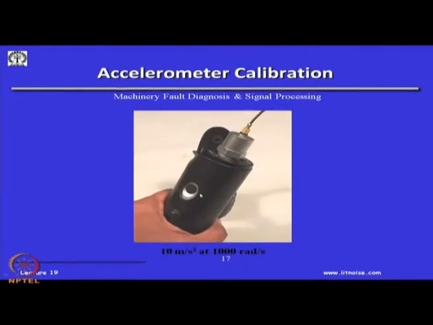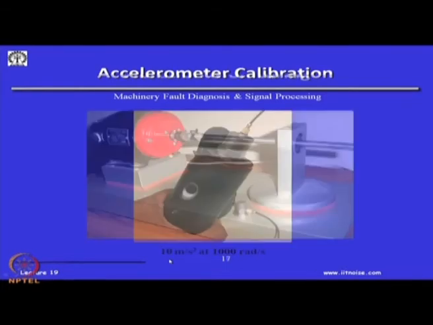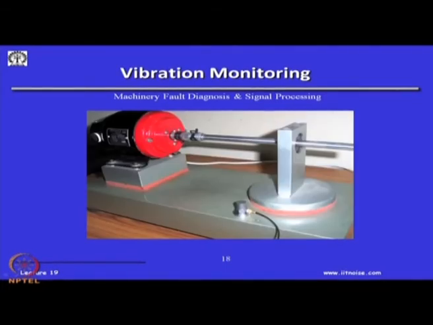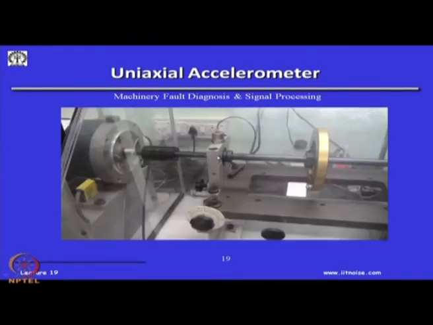And then accelerometers always need to be calibrated. So, this is the handheld calibrator, wherein you can give a known level of 10 meters per second square at 1000 radians per second, and then you will see the acceleration values. Whatever voltage it gives, you will know that it corresponds to 10 meters per second square of acceleration. And here we are measuring the vibration in a test rig using a magnet. And this is another test rig wherein we have put a uniaxial accelerometer and that special cable. Okay.